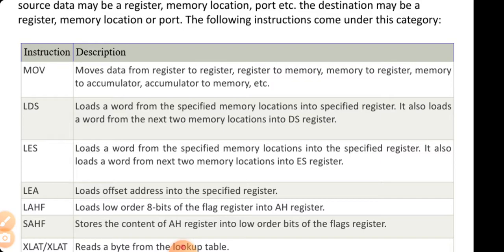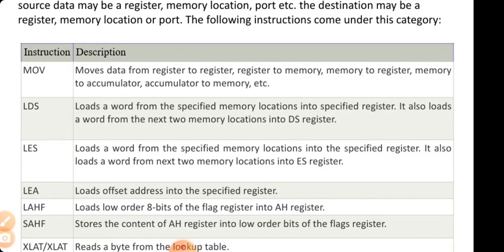That is 2 bytes, means a word that is loaded into the register. It also loads a word from the next memory location into the DS register. DS register means data segment register, means we can also store 2 bytes from the memory location into the DS register.